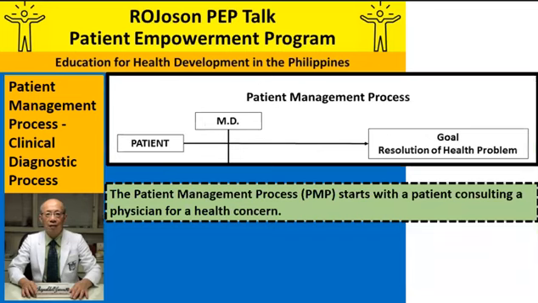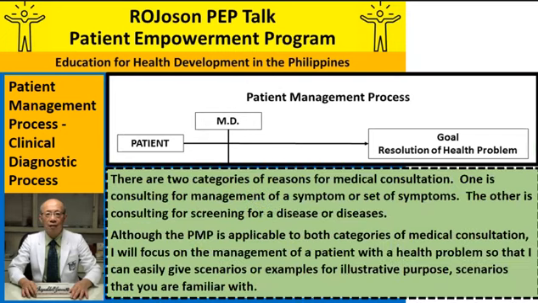The patient management process starts with a patient consulting a physician for health concerns. There are 2 categories of reasons for medical consultation. One is consulting for management of a symptom or set of symptoms. The other is consulting for screening for a disease or diseases. Although the PMP is applicable to both categories of medical consultation, I will focus on the management of a patient with a health problem so that I can easily give scenarios or examples for illustrative purpose, scenarios that you are quite familiar with.